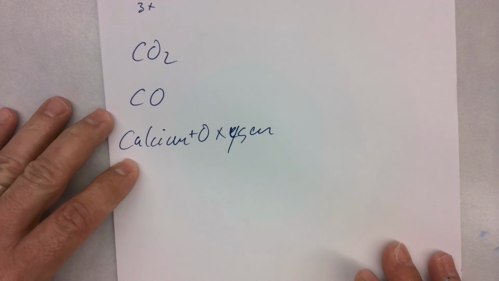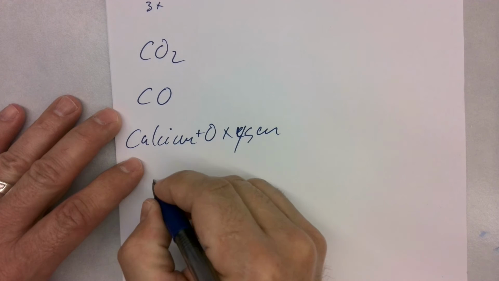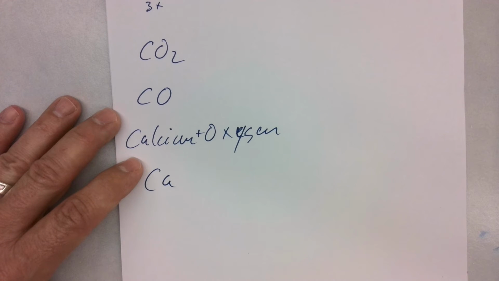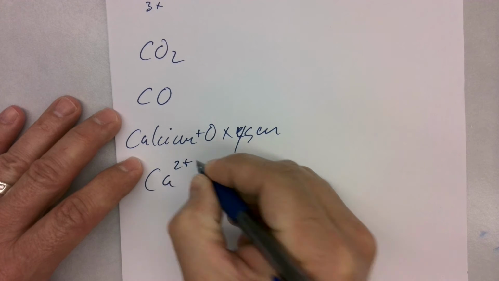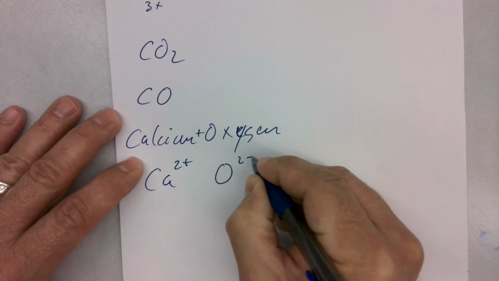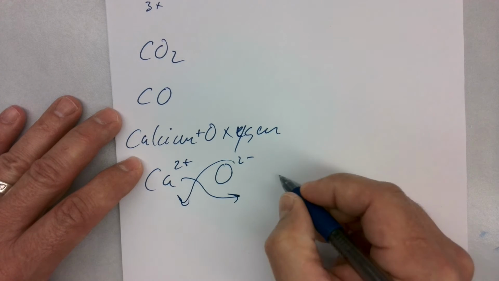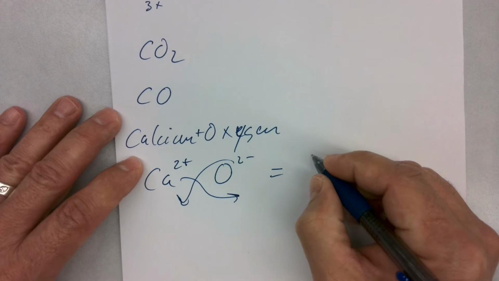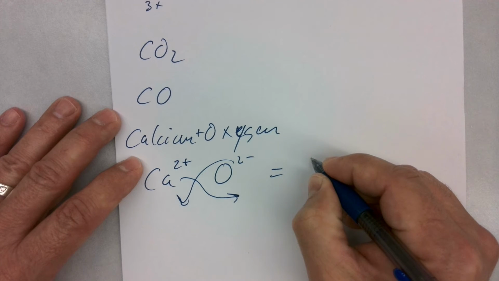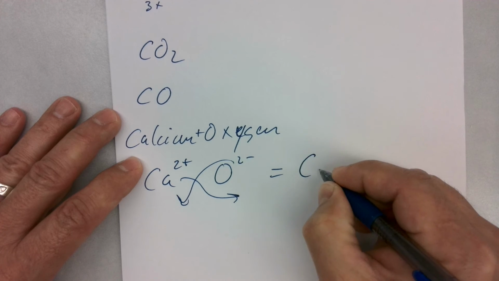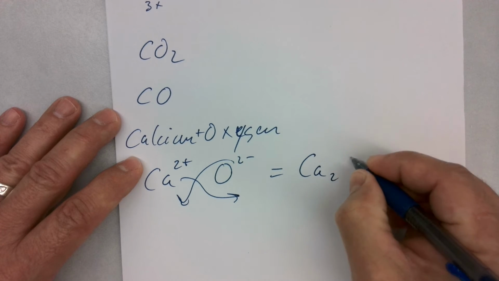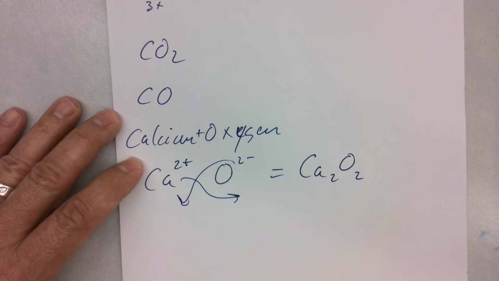Okay, what do I know about calcium? What's calcium going to be? 2 positive. What's oxygen going to be? Right? So when I do my old drop and swap, what am I going to get? I'm going to get Ca2O2, right? What will happen if you put that as an answer? Anybody know? You'll get it wrong.